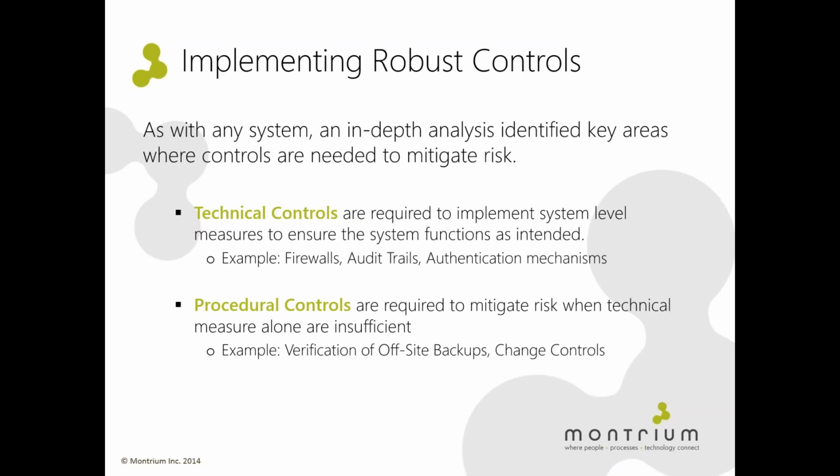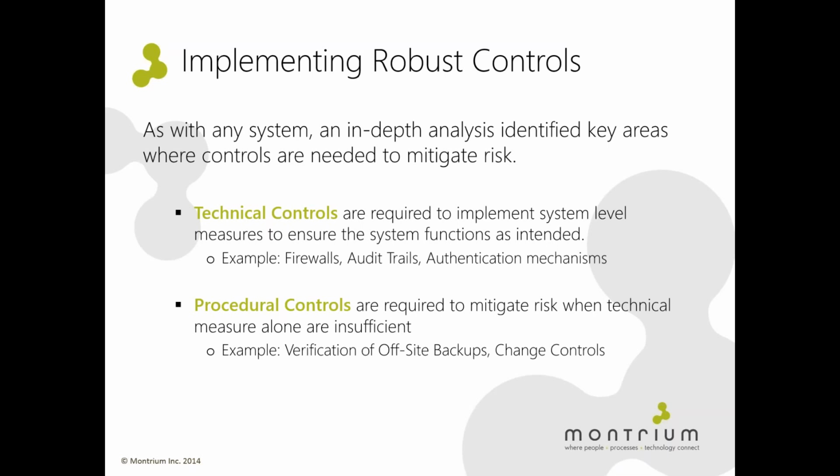Now, technical controls are required to implement system-level measures. These are things that people typically think of as firewalls, audit trails, the enforcement of username and passwords, really system-level controls that block activities that are unintended. And these are pretty straightforward, and we'll talk about them in a little bit more detail. But it's important to note that we also have procedural controls even when we're talking about the cloud.